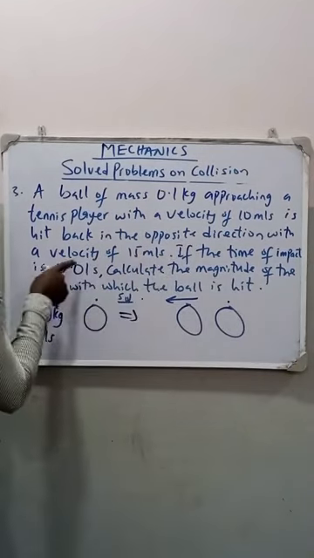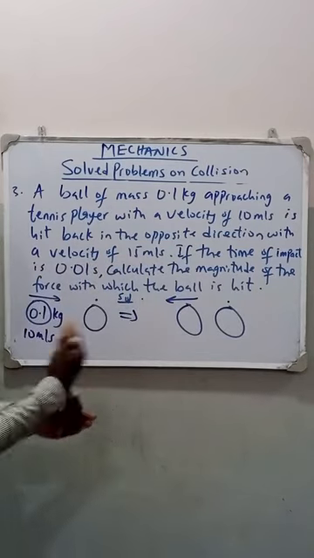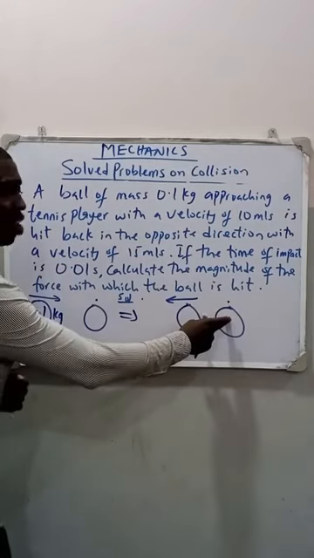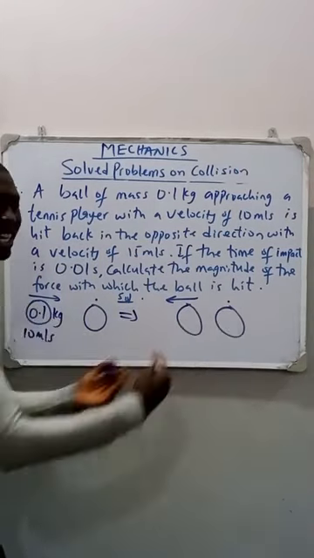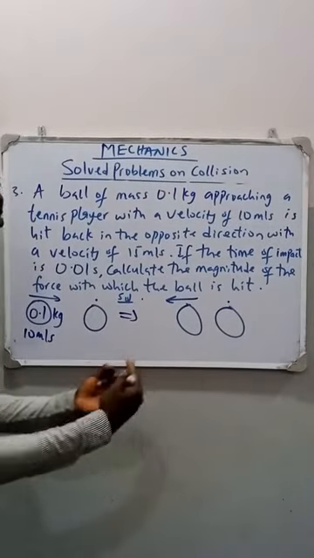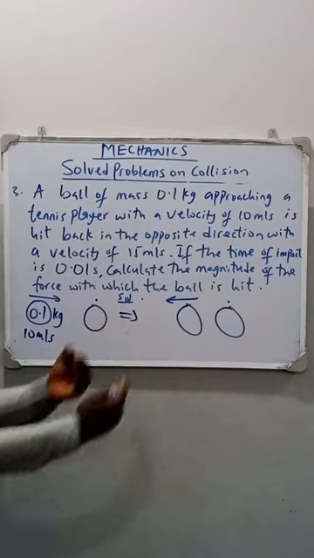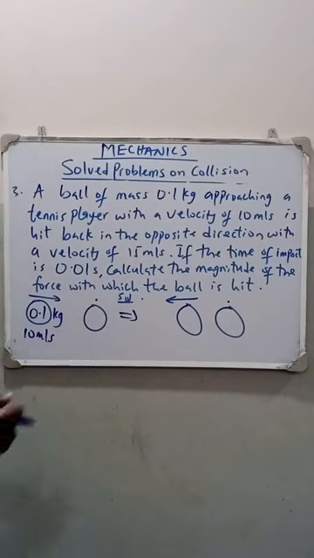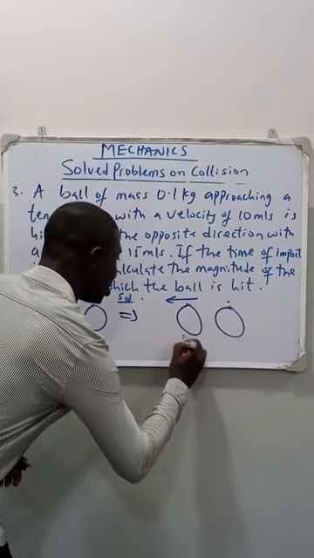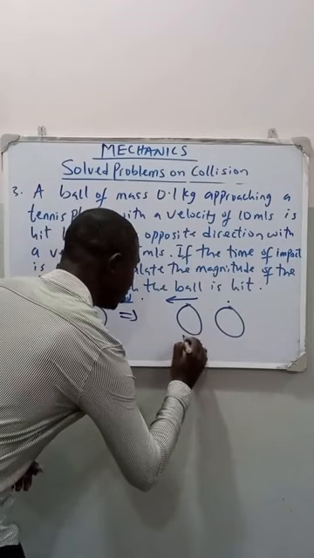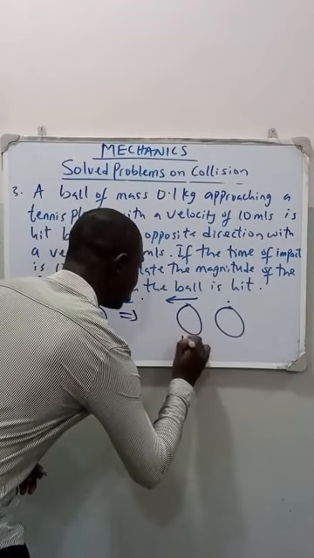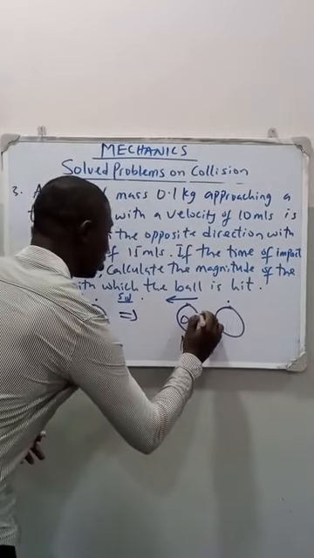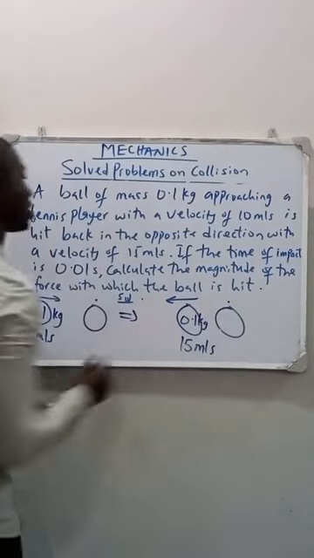In the opposite direction with a velocity of about 15 meters per second. Initially, the ball is coming with 10 meters per second. But when the tennis player waiting at the other side hits it back, he hits the ball hard in such a way that it now changes its velocity from 10 meters per second to 15 meters per second. Don't forget, the mass remains the same, 0.1 kilogram.